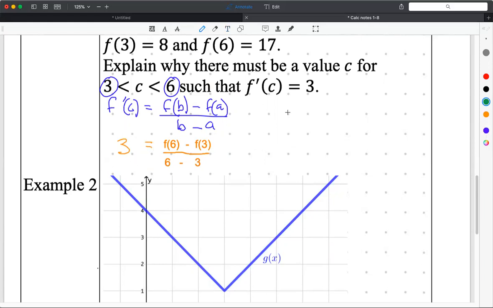I can't do an equal sign because this is already an equation, so I'm going to come up here. I still have 3 on the left-hand side. Maybe I can make this size bigger. That'll help. So 3 is equal to, on the right-hand side, f of 6. We know f of 6 is 17; it tells us right up there. And then minus f of 3. F of 3 is 8, so minus 8. And that's all going to be divided by 6 minus 3, which is 3. I'll go ahead and do a line here.